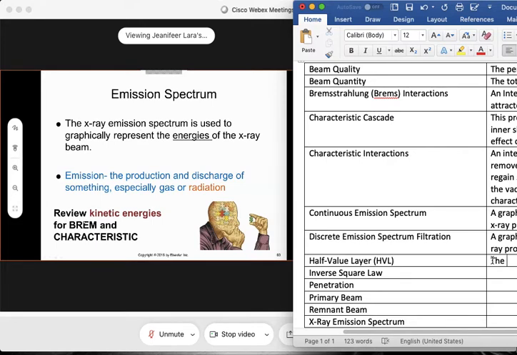So right here, I need to review kinetic energies. Someone explain to me, what is the kinetic energy for Brem? What happens with kinetic energies and Brem? Explain that process to me. How did we get kinetic energy to Brem? Or what is Brem?